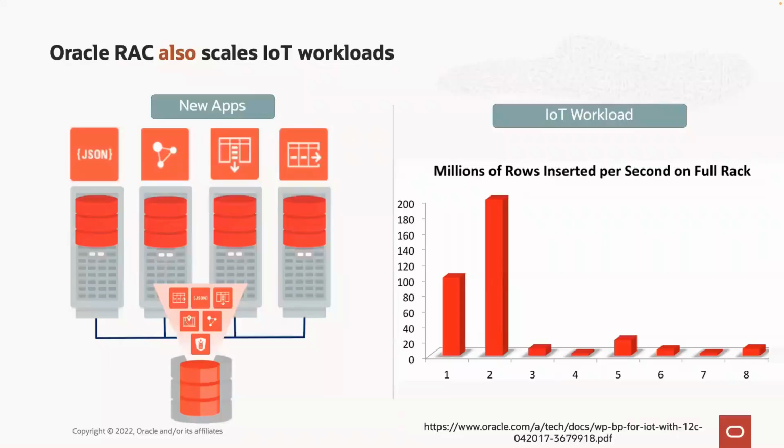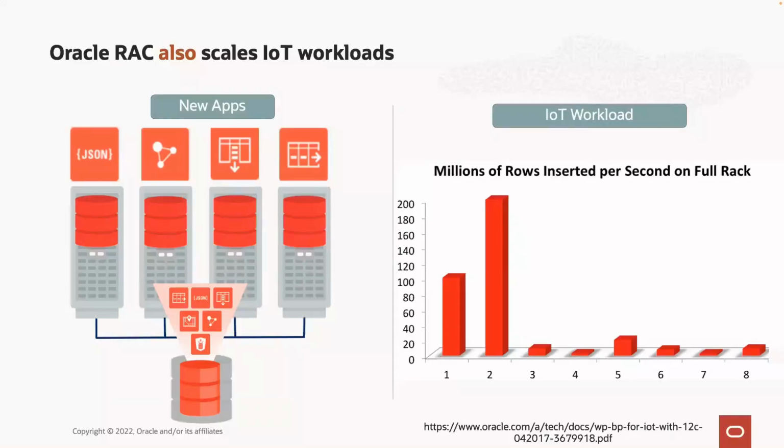RAC also scales IoT workloads. If you see in this graph, we're able to insert millions of rows per second on a full rack. What do these numbers 1, 2, 3, 4, 5 show? That shows the number of IoT records that can be inserted in one shot. If you use arrays, the bigger the array, the better the insert rates, which is perfect for IoT workloads.